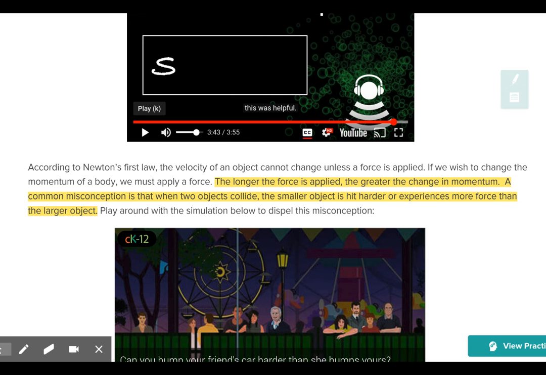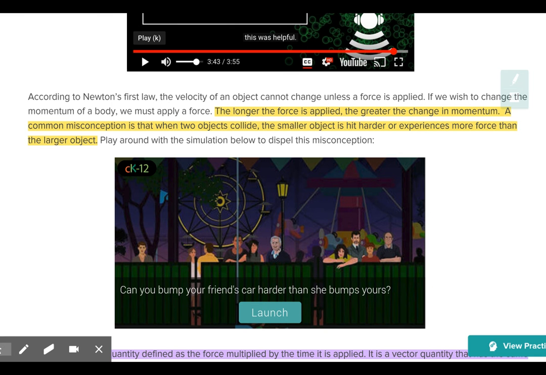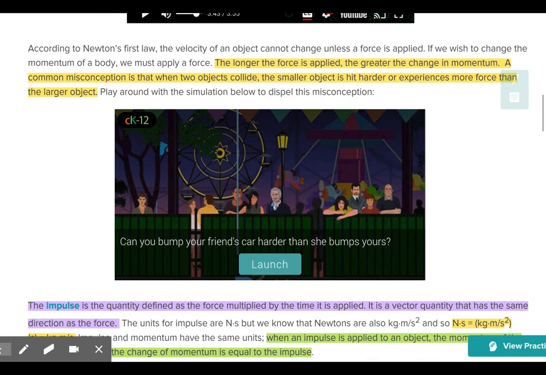A common misconception is that when two objects collide, the smaller object is hit harder or experiences more force than a larger object, which is wrong. Why is it wrong? Please work on the activity: can you bump your friend's car harder than she bumped yours? The bumper car activity, I connected the link in the lecture. Try that and figure out yourself why it's wrong.